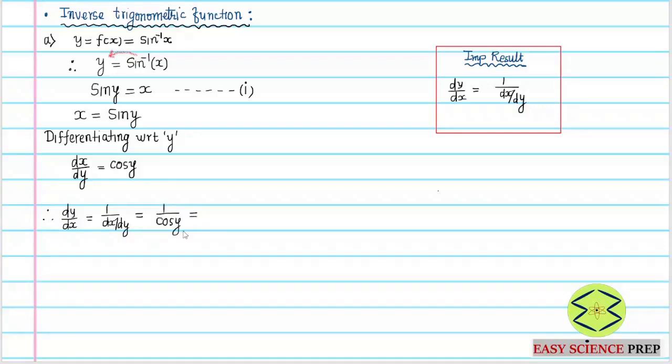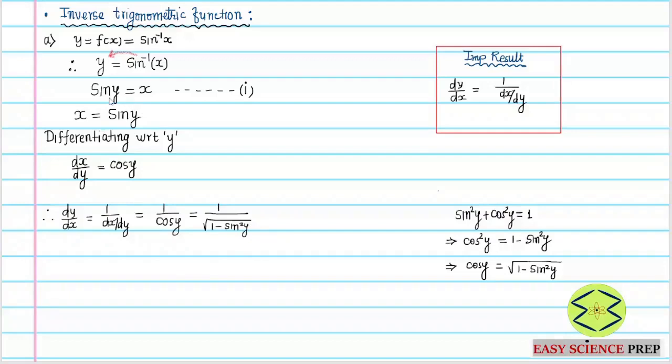Now the question is, what is the value of cos y? We know that there is an important identity, sin square y plus cos square y equals 1. Therefore cos square y must be equal to 1 minus sin square y, and hence cos y would be equal to under root of 1 minus sin square y. This is already known to us. So this is nothing but 1 divided by root of 1 minus sin square y.